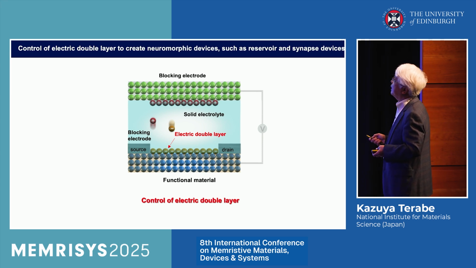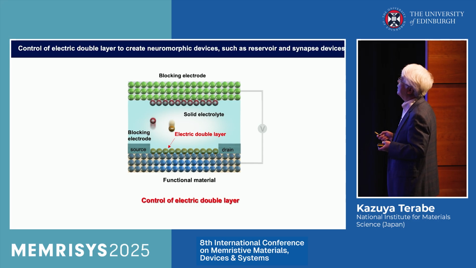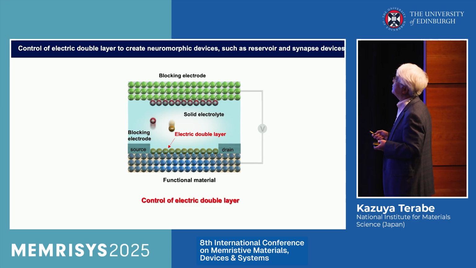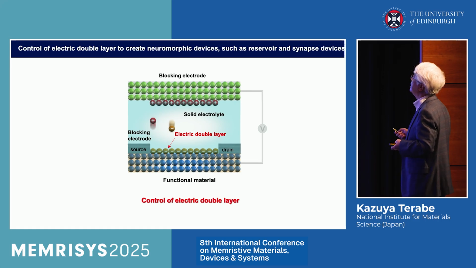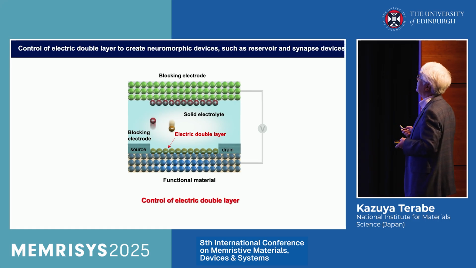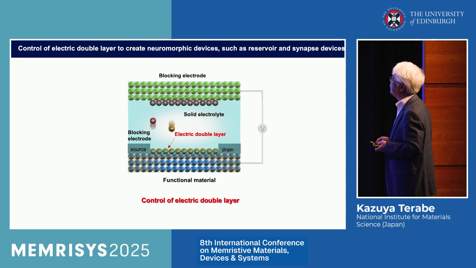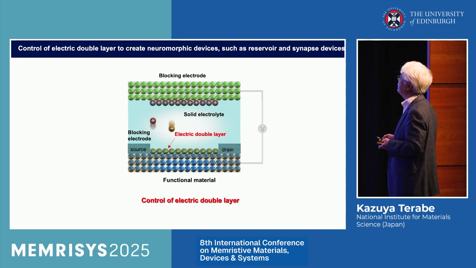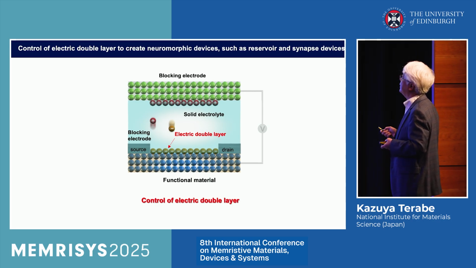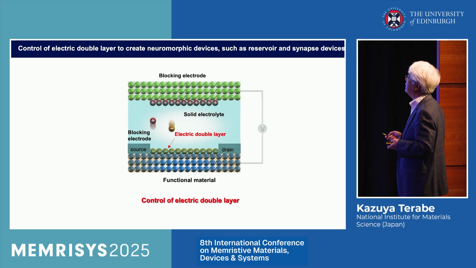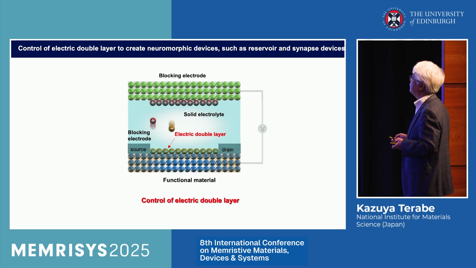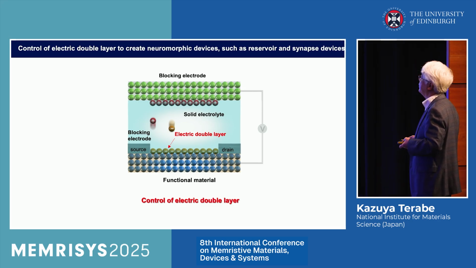Next, we use the electric double layer transistor to create neuromorphic devices such as the reservoir and the synapse devices. This is the electric double layer device, with source, drain and the gate. This is a solid electrolyte. By applying voltage, we can form the electric double layer.